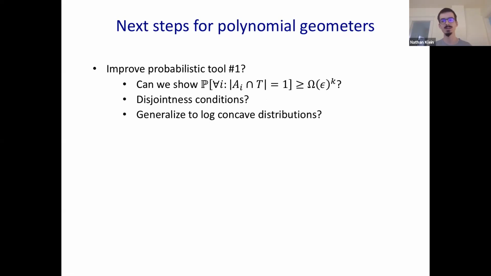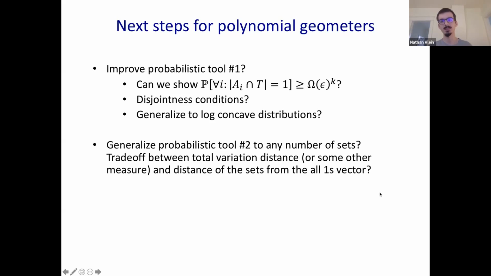And finally, we ask whether it can be generalized to log concave distributions. And secondly, we ask if probabilistic tool number 2 can be generalized to any number of sets. So I stated it for 2 sets, but we think maybe it works for any number of disjoint sets. And then what trade-off can be obtained between the distance of these sets from the all ones vector and the total variation distance, or maybe some other measure of the marginals in the resulting event.